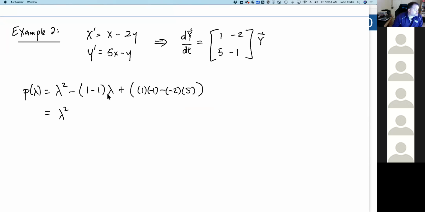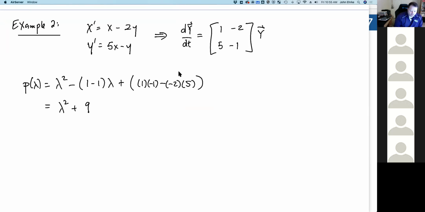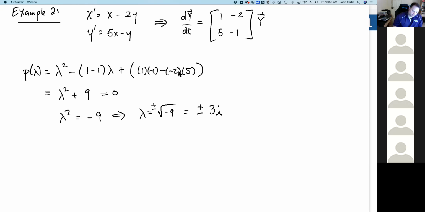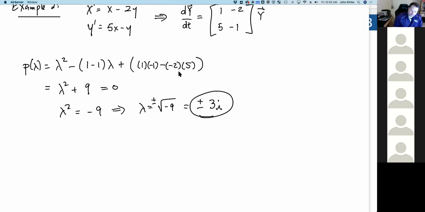So the trace actually disappears here. The sum of the main diagonal is 0, so you don't have a middle term. And then the second term here is -1 plus 10, so that looks like 9. So your eigenvalues here, if I set this equal to 0, you get lambda squared is -9. Lambda is the square root of all of that, plus or minus, which is plus or minus 3i. So I have purely imaginary roots.